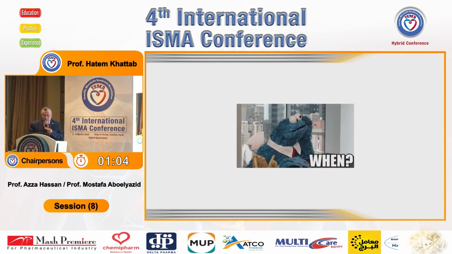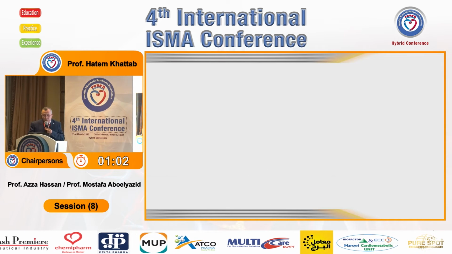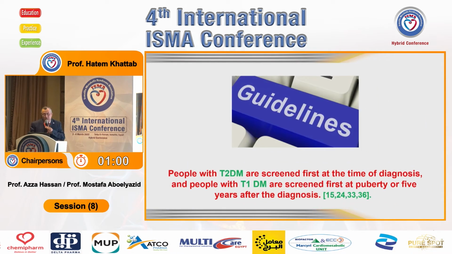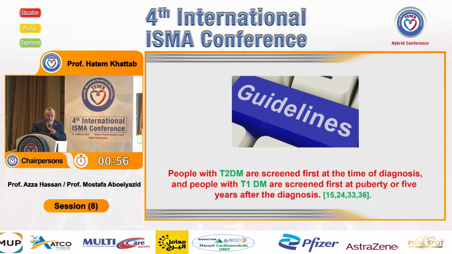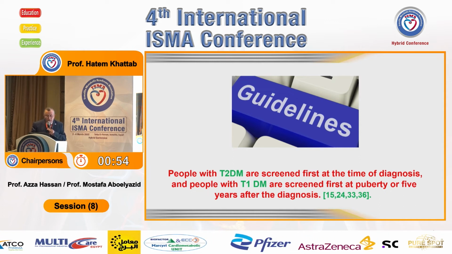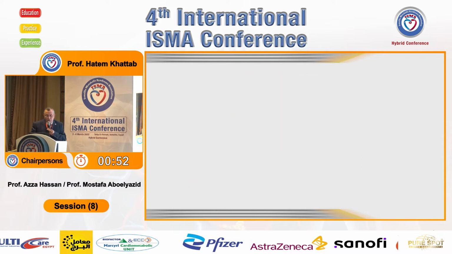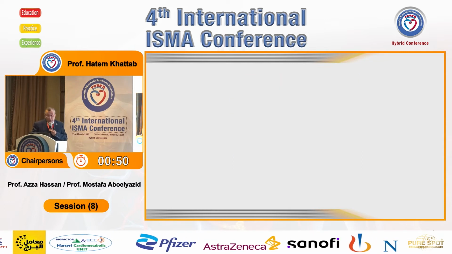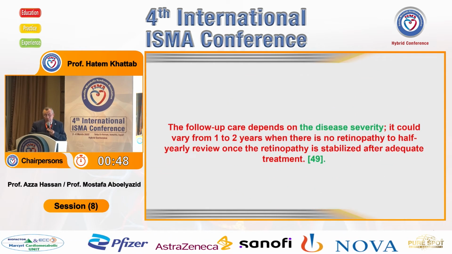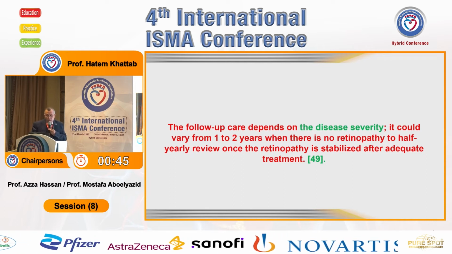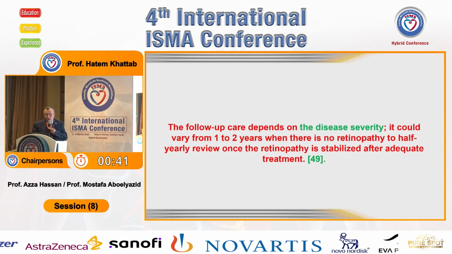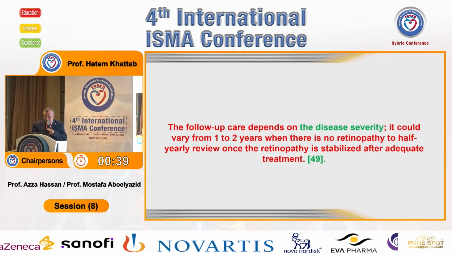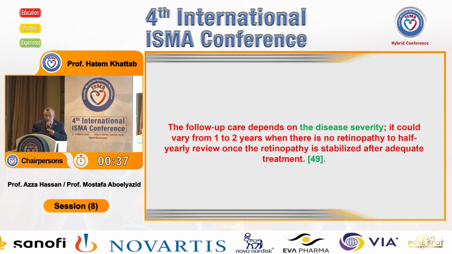When to do screening, the same as Dr. Mayada said, people with type 2 diabetes mellitus are screened first at the time of diagnosis, and the people with type 1 are screened first at puberty or 5 years after the diagnosis. The follow-up depends on the disease severity at time of diagnosis. It could vary from 1 to 2 years when there is no retinopathy to yearly review for cases with established retinopathy.